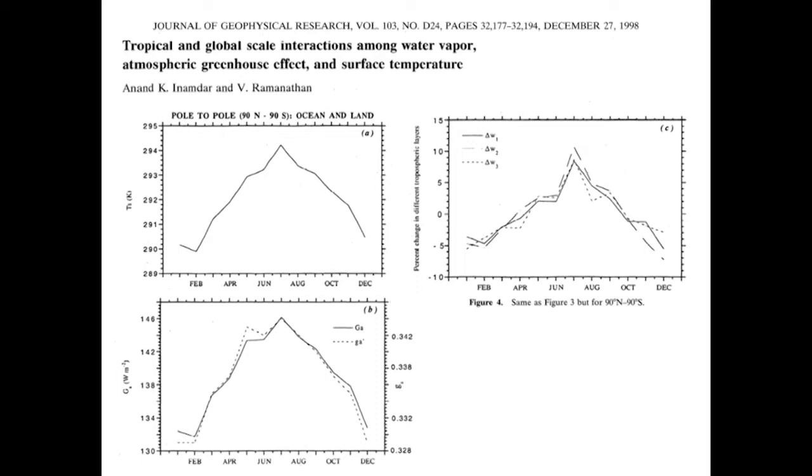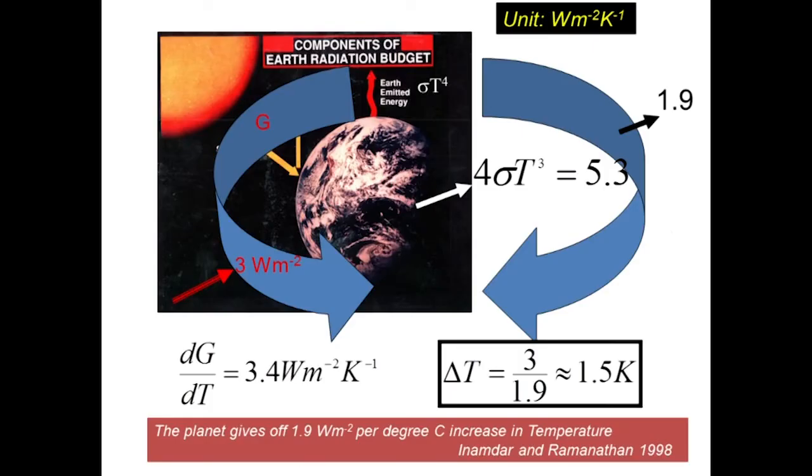As temperature increases, how much does the trapping increase? So that's what I get, that the planet, with just the black body radiation and the water vapor feedback, can radiate about 1.9 watts per meter squared per degree Kelvin. Remember, it has to get rid of 3 watts. So the warming it has to have is about 1.5 degrees.